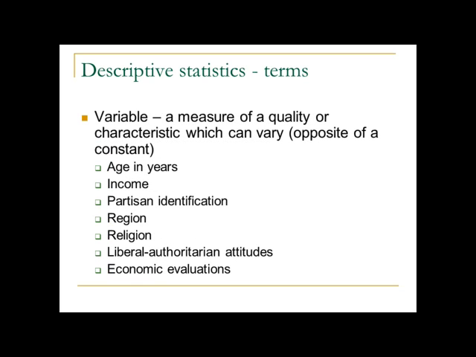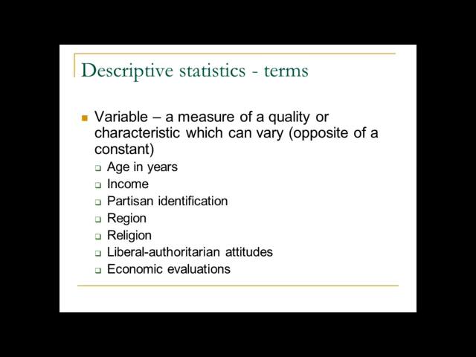First, some terms. What do I mean by a variable? Well, here it's a measure of a quality or characteristic on which people can vary. That might be age in years, income in dollars, partisan identification, the region of the world that you live, or your country that you live in. If you're a member of a religion, what religion is that? Do you express liberal or authoritarian views? What are your economic evaluations?